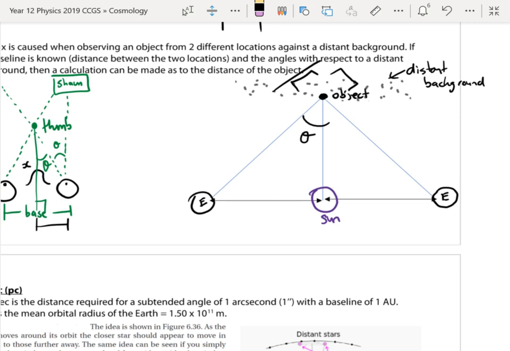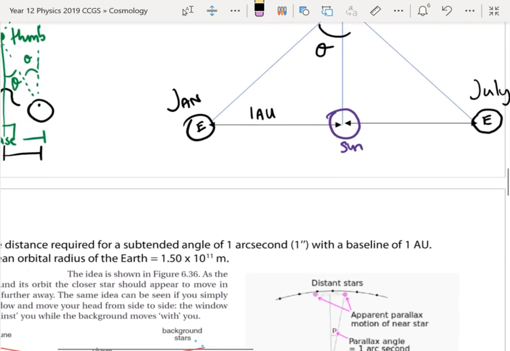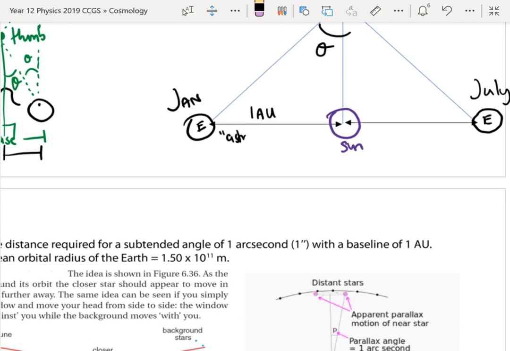But if I was to slowly move my eyeball along over a period of 6 months, my thumb would slowly appear to drift in the sky and Sean stays stationary. Okay? So, for example, we could take our measurements in January, get very, very precise measurements of the angle, and then maybe in July, 6 months later, okay? Now, the great thing is, we know this distance. This distance is known as 1 astronomical unit. I'll write that, astronomical unit.